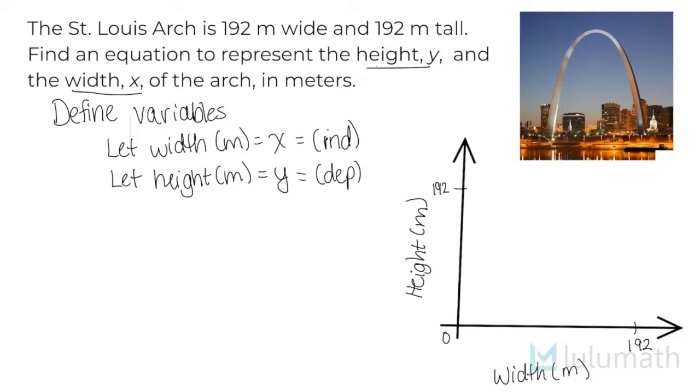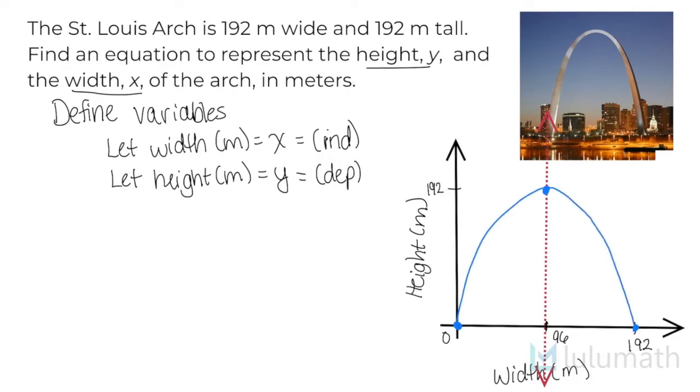It doesn't say in the problem, but it is also symmetrical. So we know that it reaches this 192 meter height directly in the middle of the arch. So in the middle would be half of 192, so this is 96 meters. And we know that it's on the ground at 0 meters and 192 meters for width. So here is a rough sketch of what we have here.